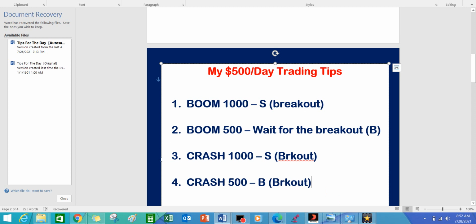So this is the only one that you won't be able to trade. But for Boom 1000, Crash 1000, and Crash 500, they all went as predicted. Boom 500 didn't break out at all, so you won't be able to trade it, because I said you should wait for the breakout before you go into it. Okay, so that is it.